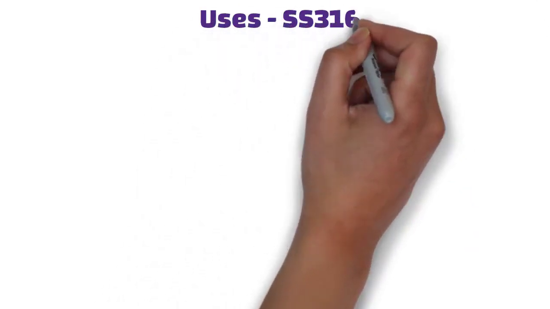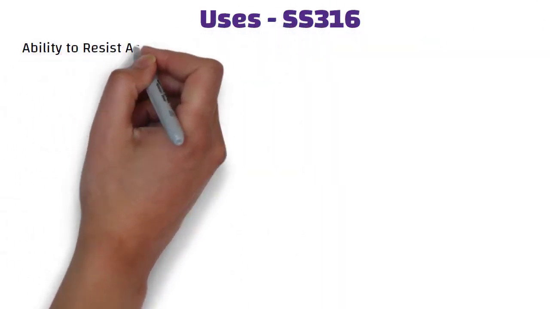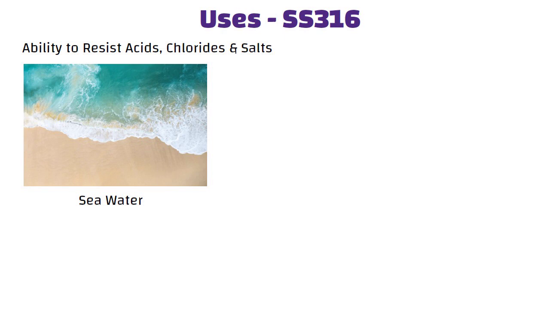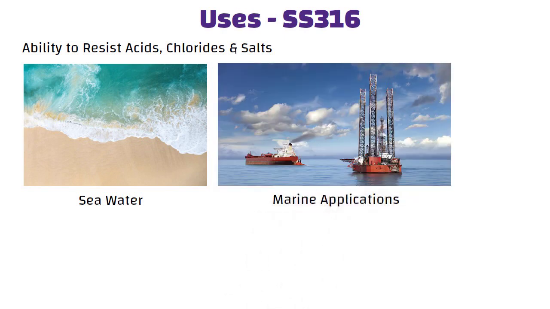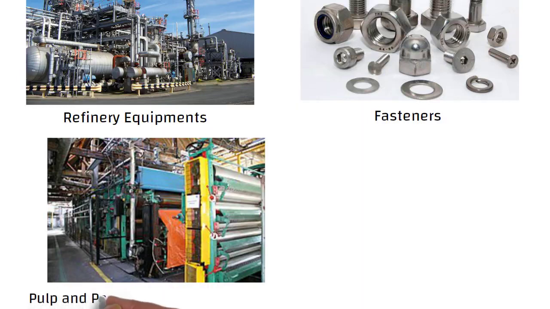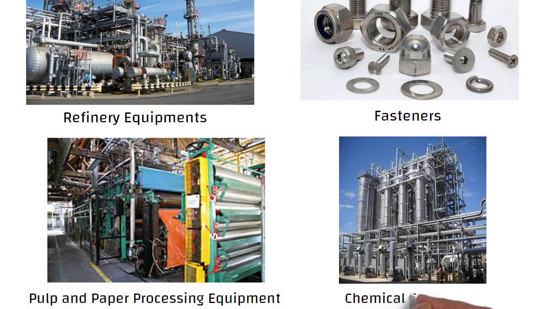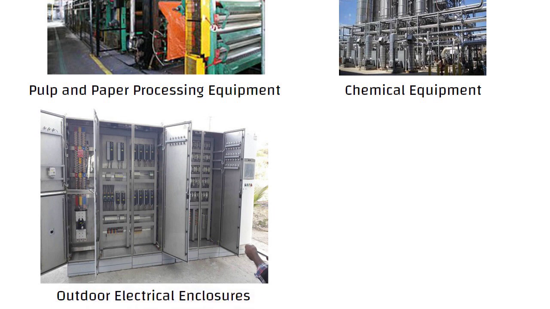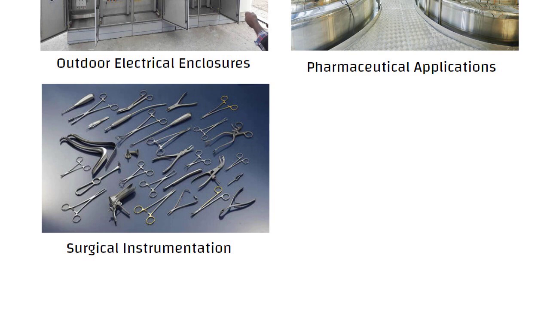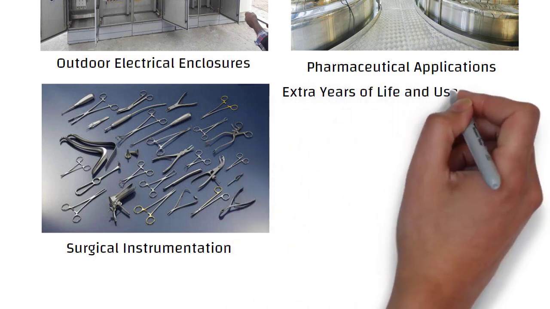On the other hand, SS316 has the ability to resist acids, chlorides and salts, hence it is more suitable for seawater environments and marine applications. Because of its greater resistance to oxidation, it is also widely used in refinery equipments, fasteners, pulp and paper processing equipment, chemical equipments, outdoor electrical enclosures, pharmaceutical applications, and surgical instrumentation. In such applications, 316 stainless steel will last longer than 304, providing you with extra years of life and usage.